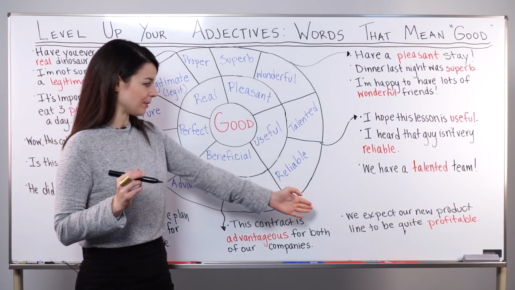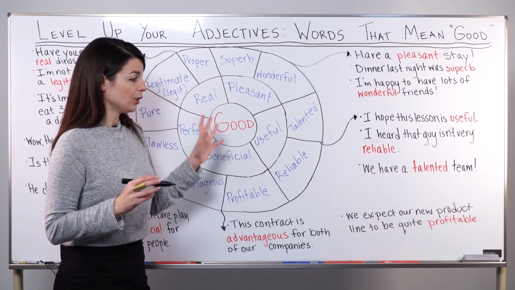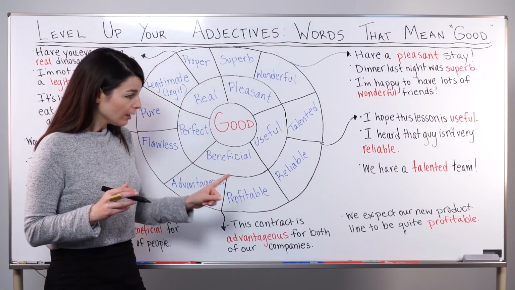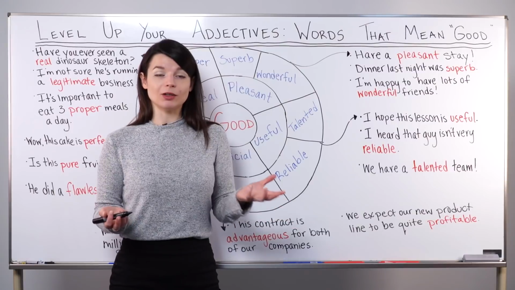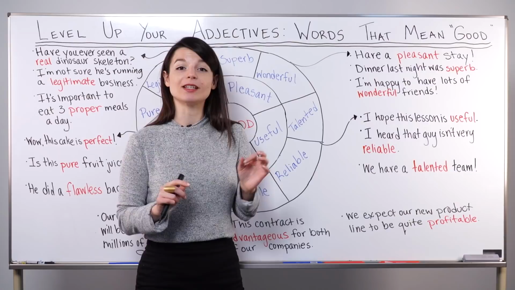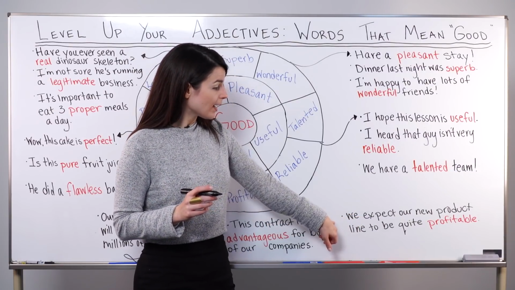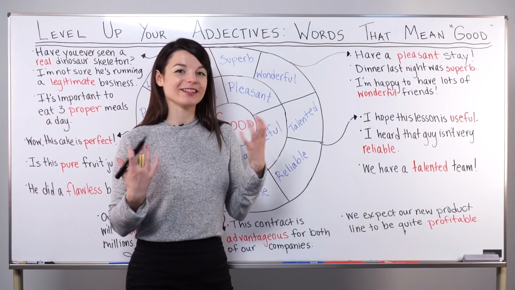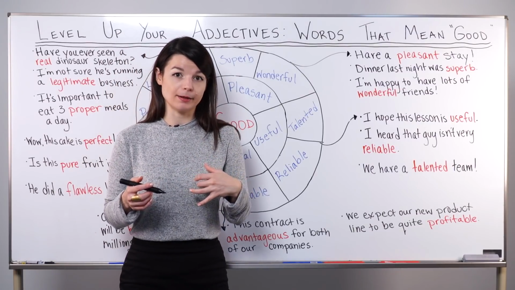Finally, the third example sentence, we expect our new product line to be quite profitable. So here I've used quite to modify profitable. This means very. Quite means very. Be careful, it is not quiet or quit, but quite profitable. So this means we expect our new product line will help us get lots of money. So profitable means it's going to bring in money in some way.